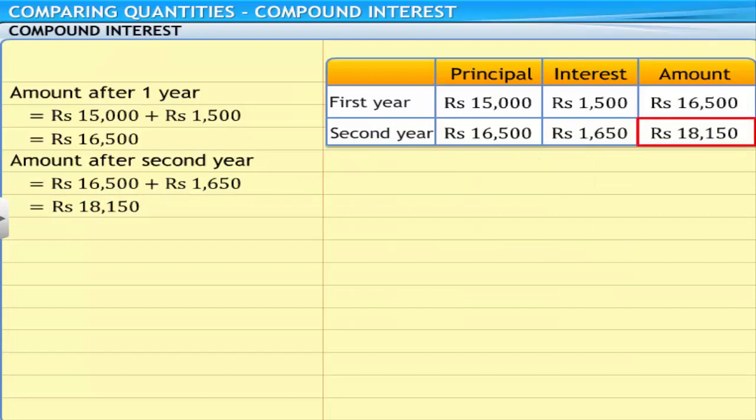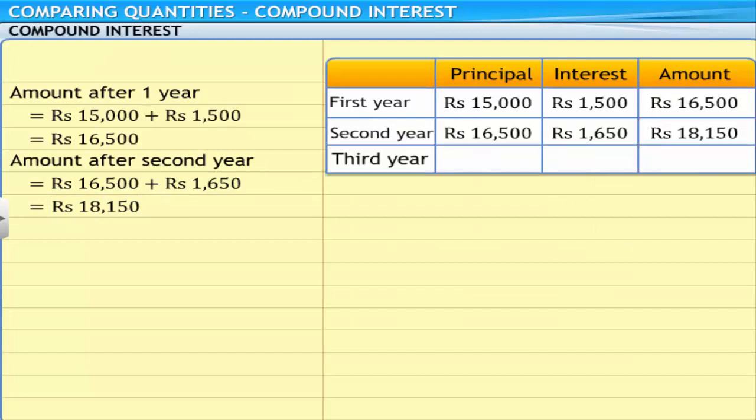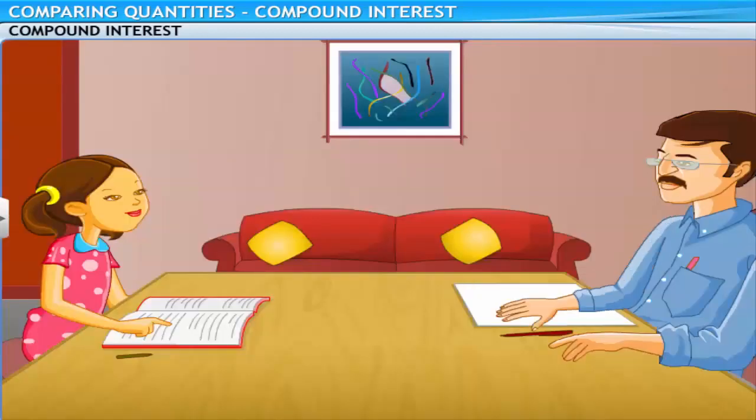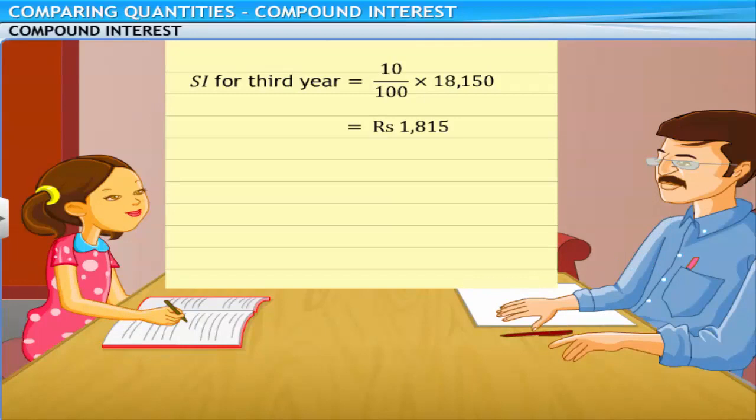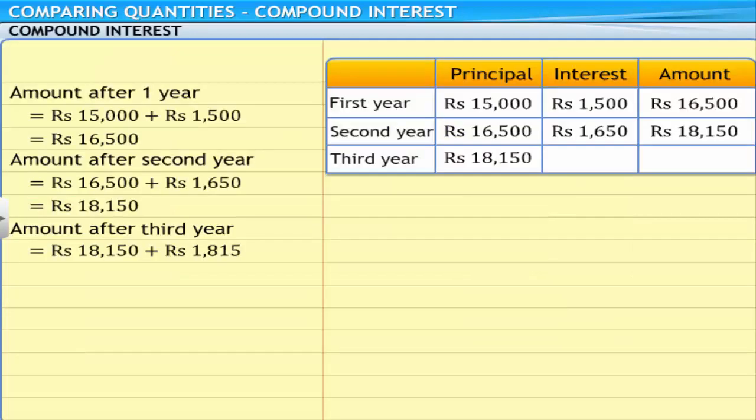Now, rupees 18,150 becomes the principal for the third year. Good. Therefore, the interest for the third year will be rupees 1,815. And the amount at the end of 3 years will be rupees 19,965.